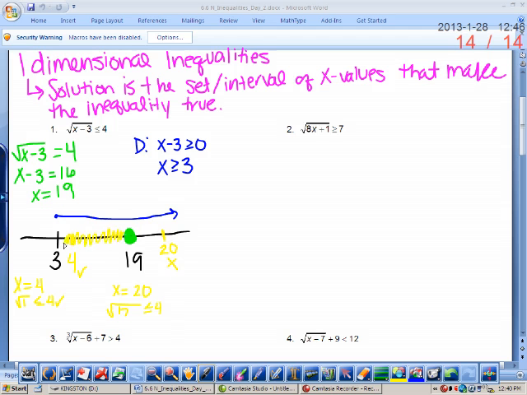Let's talk about what happens at 3. Is 3 included in the domain? Yes. So 3 is going to be a closed circle. So my solution is then 3 is less than or equal to x is less than or equal to 19. That's the answer as an inequality. As an interval, bracket 3 to 19.